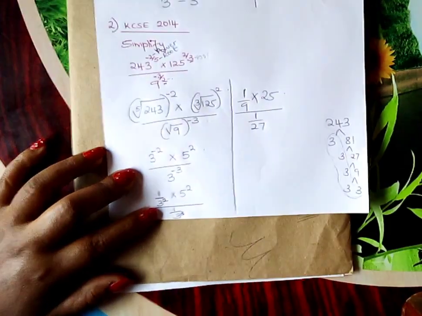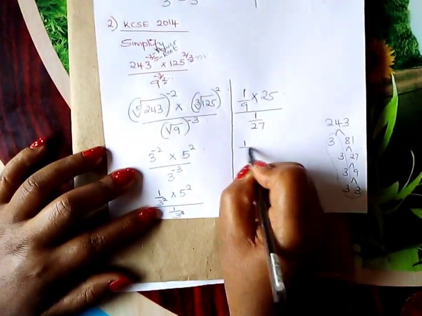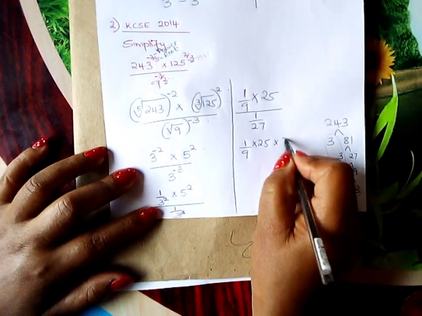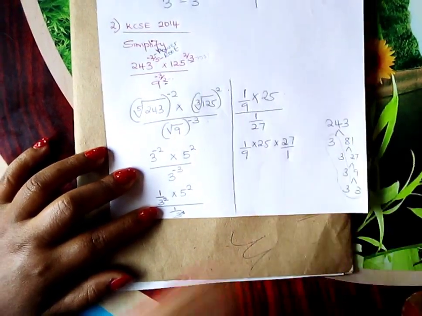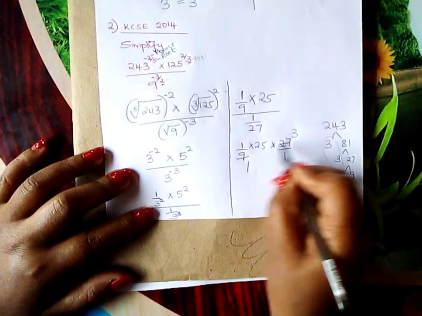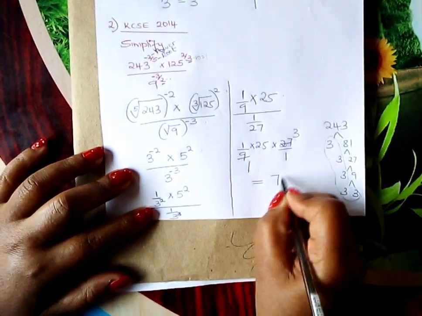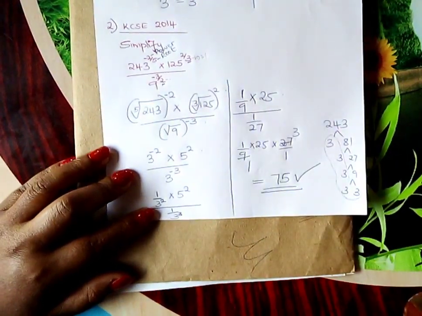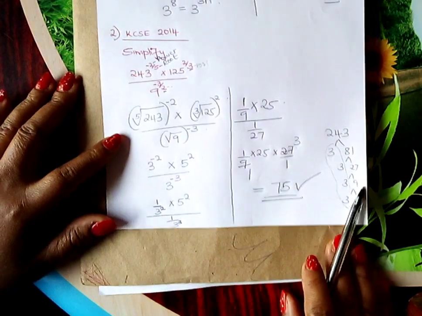So this is 1 over 9 times 25 times the reciprocal, which is 27 over 1. 9 into 9, 1. 9 into 27, 3. 25 times 3, learner, gives you 75. So there we are.